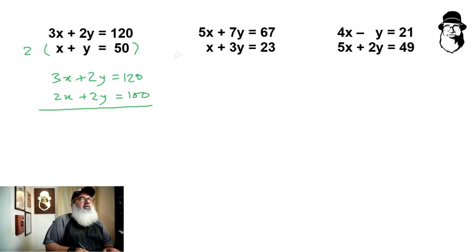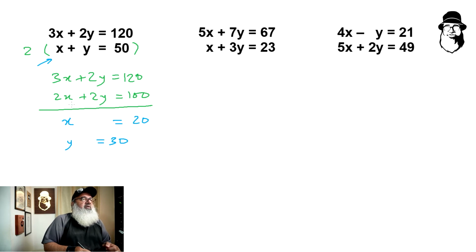And then we subtract to get 3x minus 2x is x, and 2y minus 2y will be cancelled out, and 120 minus 100 is 20. Now we put this value, x is equal to 20, into one of these equations. So let's say the first one, x plus y: 20 plus y is equal to 50, so y is 30. y is equal to 30. So this is the solution.